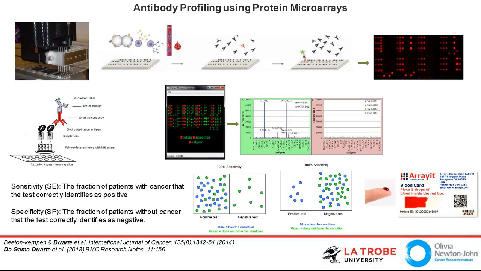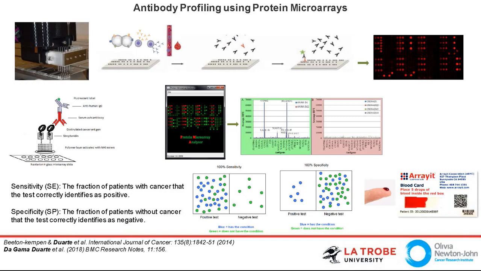You then obtain a fluorescent image, and you can quantify this fluorescence using a variety of different tools and software, including one that I've specifically developed myself, Protein Microarray Analyzer, to filter out any bad quality data and to correct for any batch effect and normalization so that you obtain unique profiles for each patient.